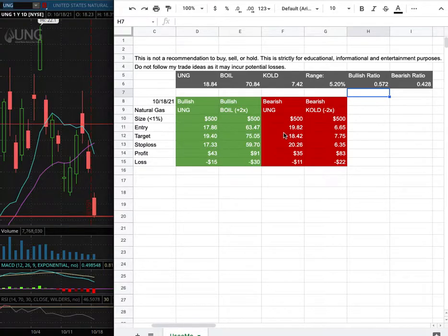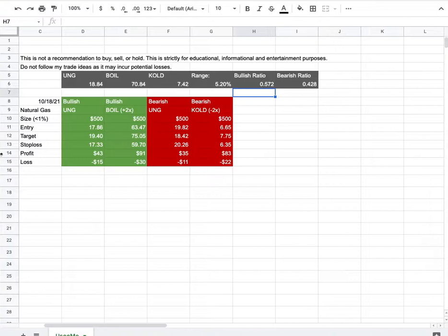However, if I were to open a short position, my entry is at $19.82, and that is this range there. My sell target is at $18.42, and my stop loss is at $20.26. So whichever entry price were to hit first, that will be my position of the week.